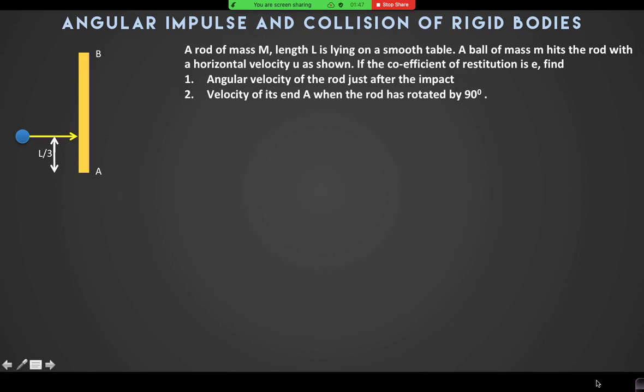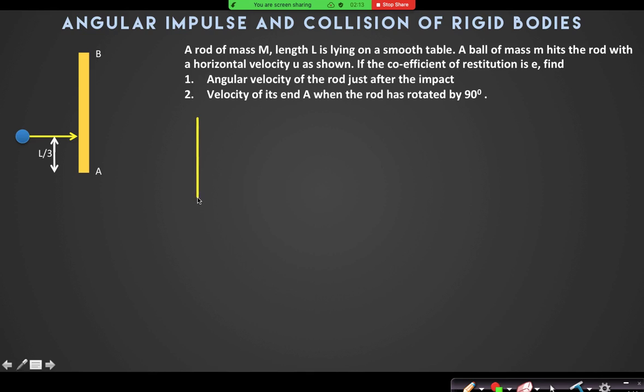So this question says a rod of mass m, length L, is lying on a smooth table. A ball of mass m hits the rod with a horizontal velocity u. If the coefficient of restitution is e, find the angular velocity after the impact and the velocity of end A when the rod has rotated by an angle of 90 degrees.